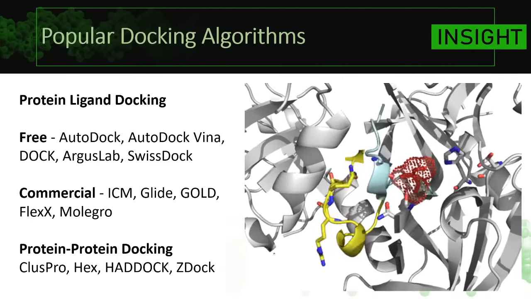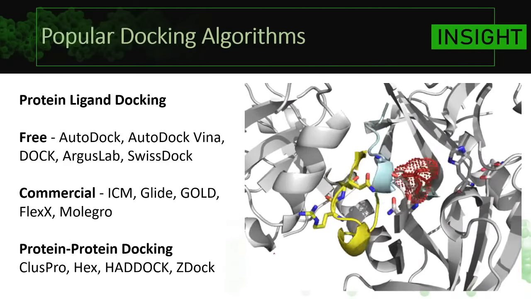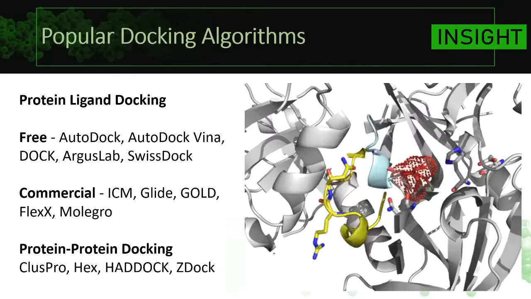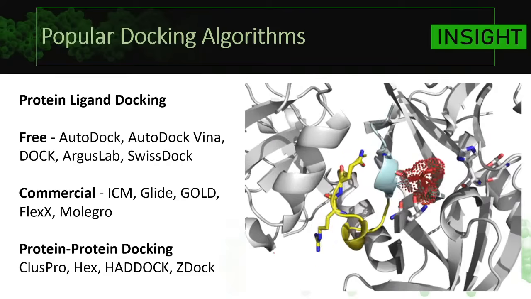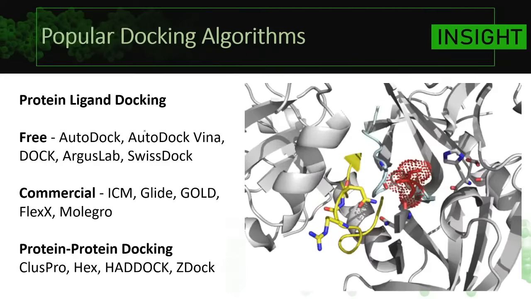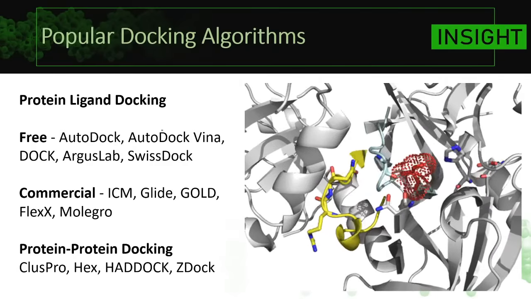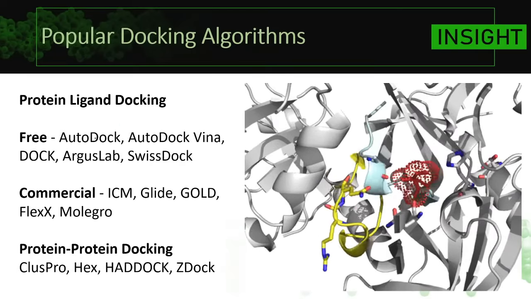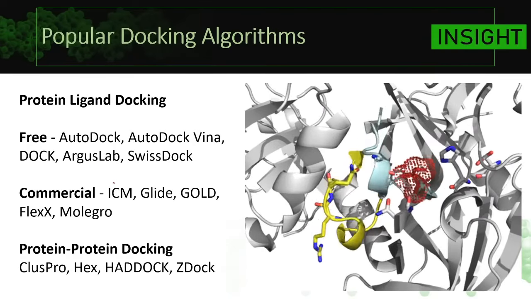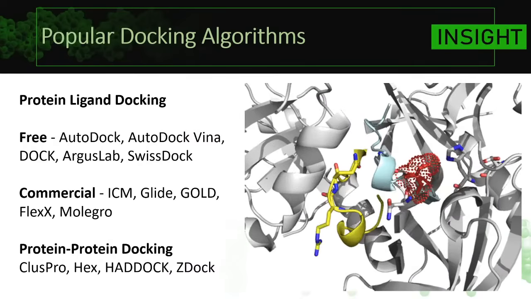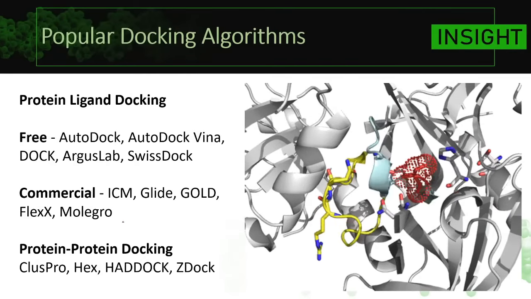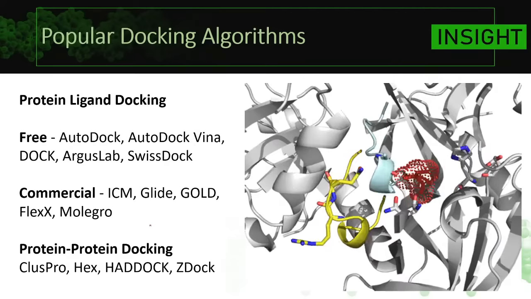So let's now go for the practical aspect of it and see the software, how it works, and what it requires. Here is a list of some of the software available for common protein ligand and protein-protein docking. For protein ligand, we have many freely available tools. We have AutoDock and AutoDock Vina. These two are very popular, and I'm sure every one of you may have already heard about them. And we have DOCK, ArgusLab, SwissDock, etc. Each one of them has its own method of calculating the energies or scoring the poses. Commercial software is also available, like ICM, Glide, GOLD, FlexX, and Molegro, which can also perform docking in certain ways.